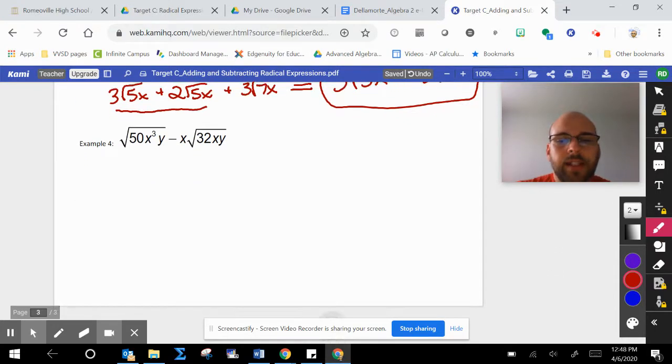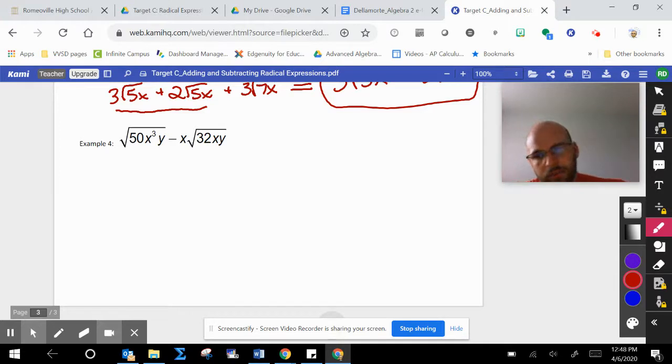So let's try the last problem I have here, example 4. If I break this down, now I got a bunch of variables in there, but that's okay. I just want you to see how it works. So take your time, feel free to pause, try to understand what's going on, okay?